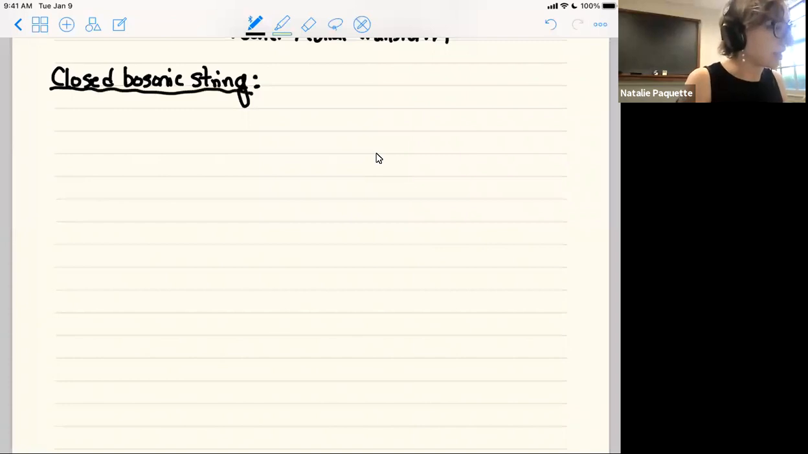Classical closed bosonic string. Okay, so now we start where all string theory stories begin, with the closed oriented bosonic string. And okay, you all know what to do. You know the story. We're going to start with the theory of a classical string, and it's going to be sweeping out some two-dimensional surface in space-time called the world sheet.